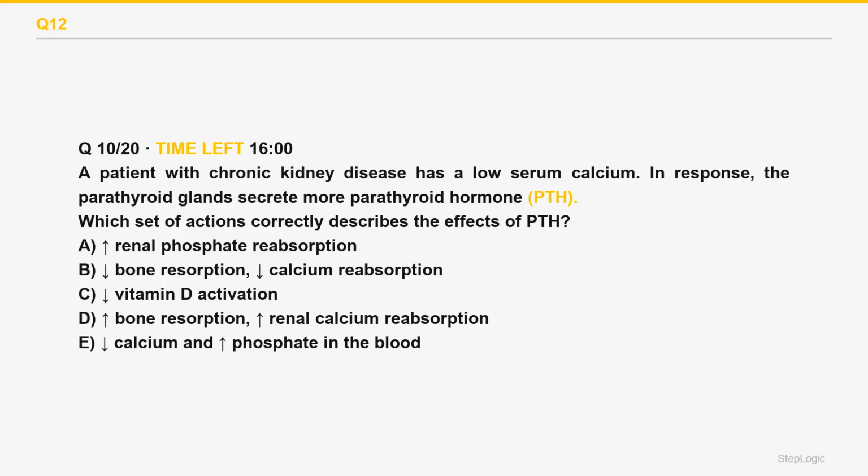Which set of actions correctly describes the effects of PTH? A patient with chronic kidney disease has a low serum calcium. In response, the parathyroid glands secrete more parathyroid hormone, PTH. Read the command. Which actions describe PTH? PTH raises calcium via bone resorption, renal calcium reabsorption, phosphate excretion, and vitamin D activation.